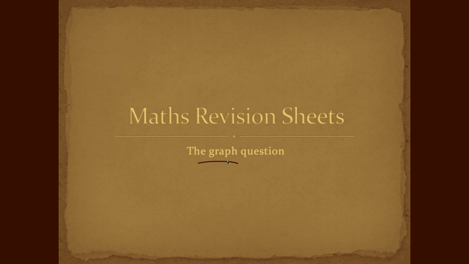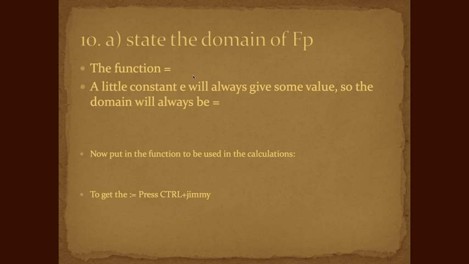Some math revision sheets for the graph question. First things first, what is a function? It's px plus 2 over e to the power of px. What is a domain? Well, it'll always be x is a member of the reals, because we can put any value of x in here, and that e will still give us a value.